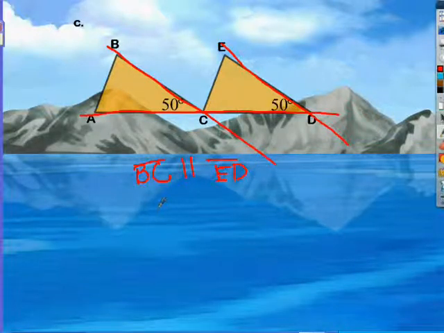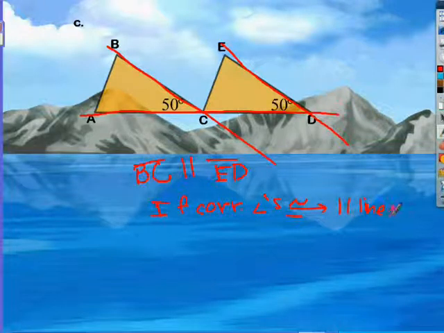And how do I know that? If corresponding angles are congruent, that tells me I have parallel lines. And in this example, BC is parallel to ED. Alright, let's look at some algebra.